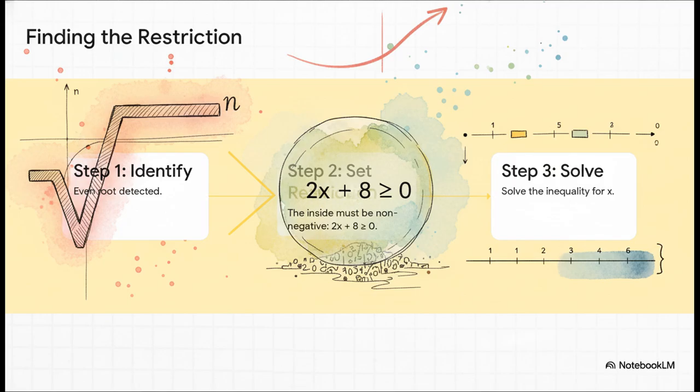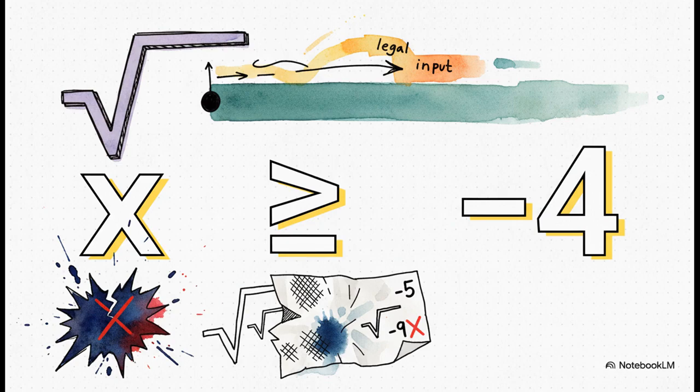It can't be negative, so it has to be 0 or bigger. So we write down 2x + 8 ≥ 0. Step 3, let's do the math and solve it. And once we solve that, we get our answer. x has to be greater than or equal to -4. Any number in that zone is a totally legal input.